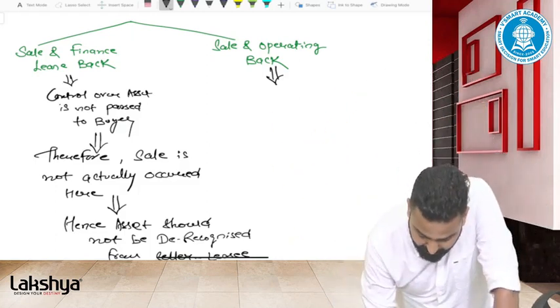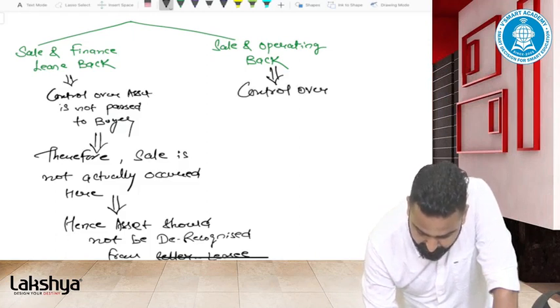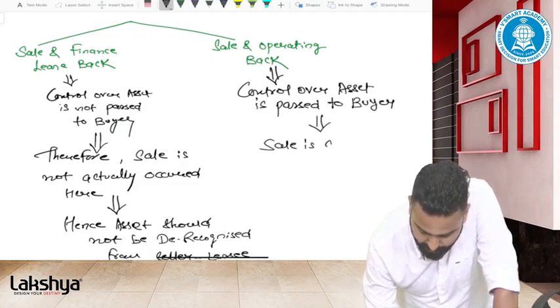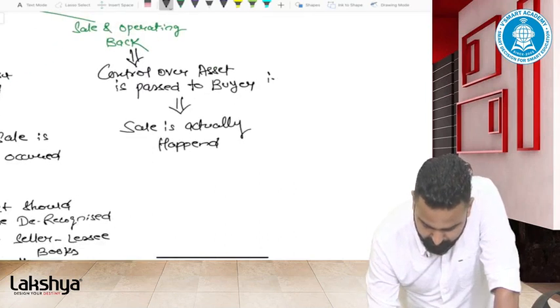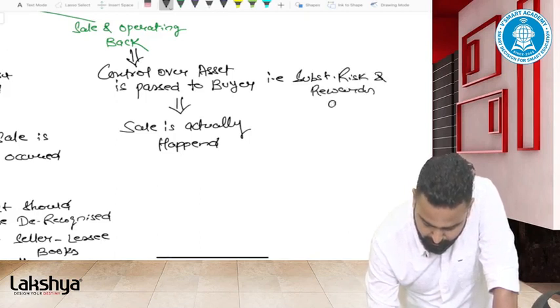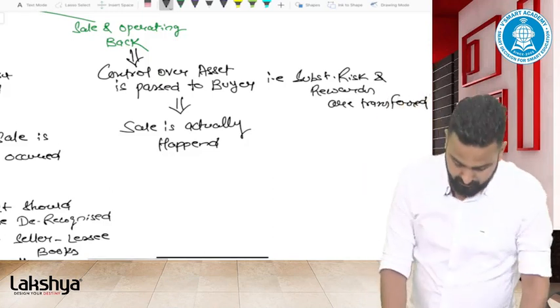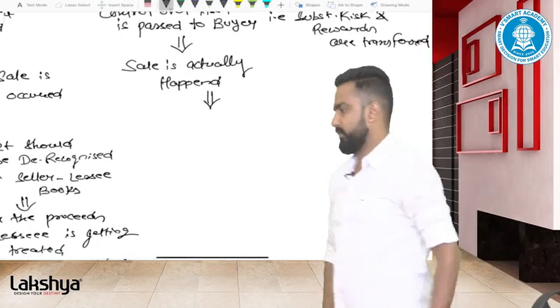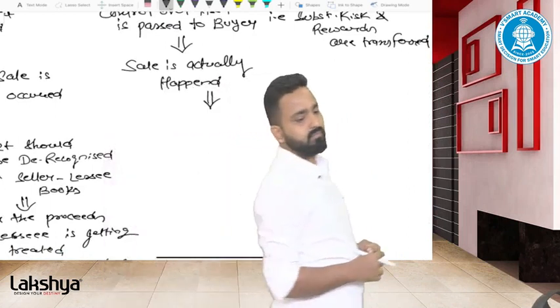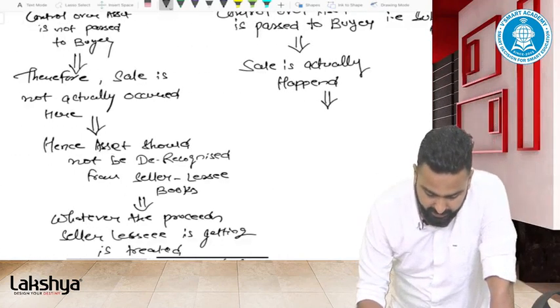Here we can say control over the asset is passed to the buyer. Sale has actually happened.